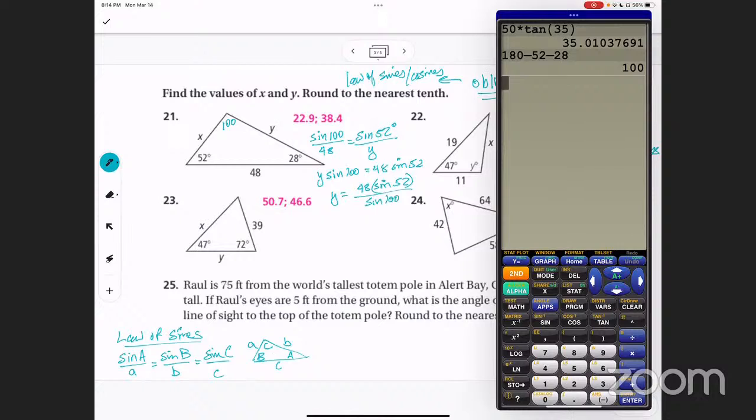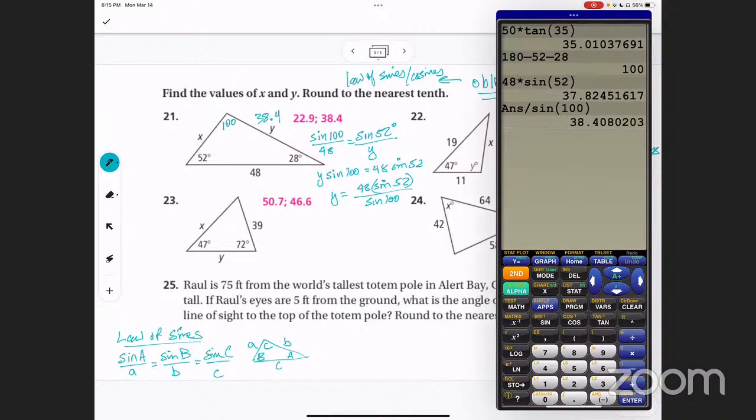And make sure you're in degrees, which I am. So look at the calculator. 48 times the sine of 52. I would just hit enter and then divide that by the sine of 100. So there's your answer for y. So y equals 38 point, nearest tenth, so 38.4.